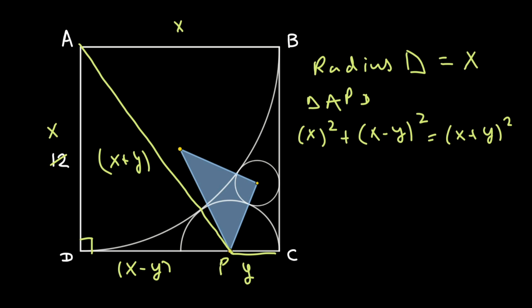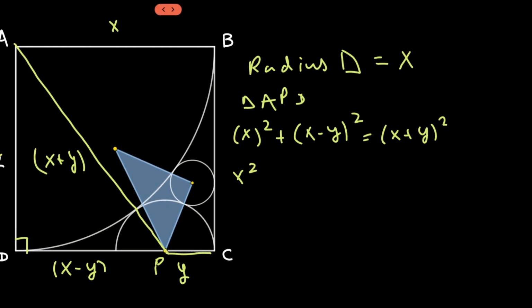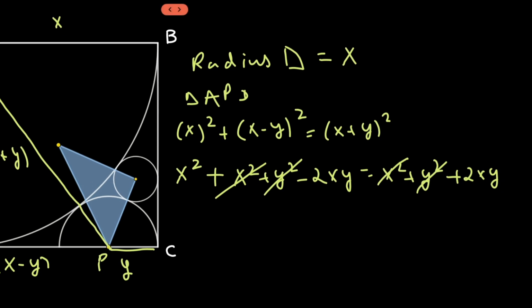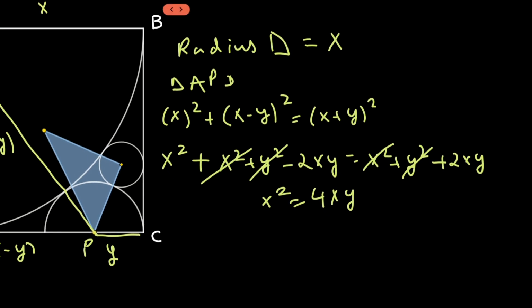And all this we are doing in the triangle APD. Okay. Now let us simplify this. Therefore x square plus, now (x minus y) the complete square will turn out to be x square plus y square minus 2xy, equals (x plus y) the complete square, that is x square plus y square plus 2xy. Now we can see that x square plus y square can be cancelled out. So the final thing remaining here would be x square equals 4xy. Factoring out the x and dividing 4 on both sides will finally give me the value of y equals x upon 4.